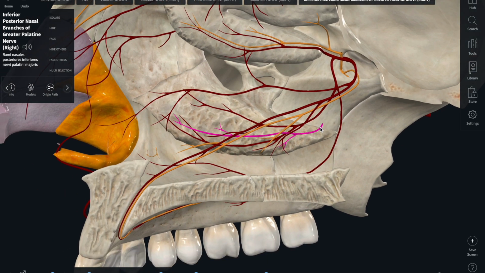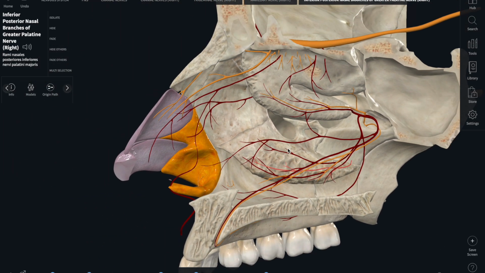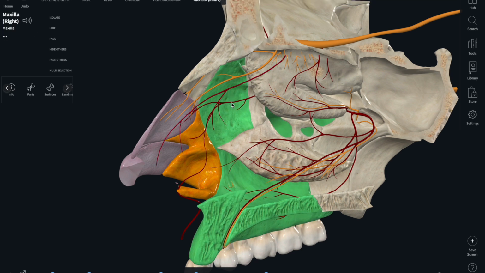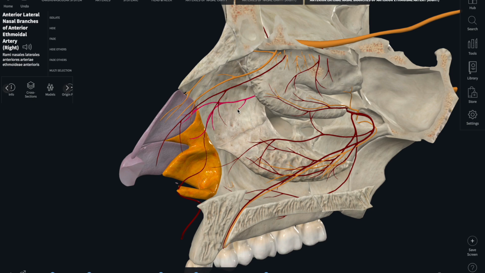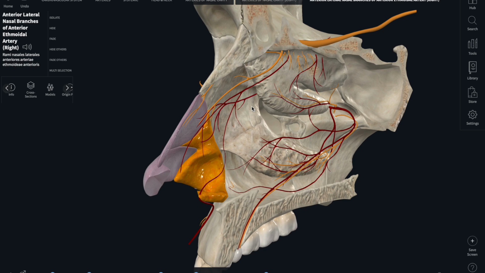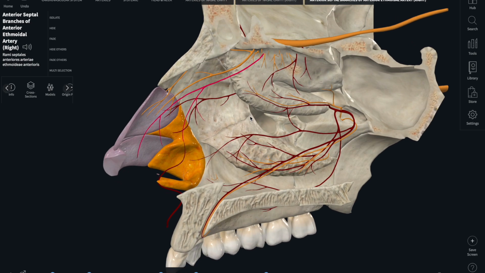We also have the arterial supply here. Now the arterial supply kind of follows the nervous supply. Anteriorly, we have the anterior ethmoidal arteries, which is also broken up here. So both laterally and medially, we have the anterior ethmoidal arteries. You can break it up into medial and lateral if you want. So that one and that one.